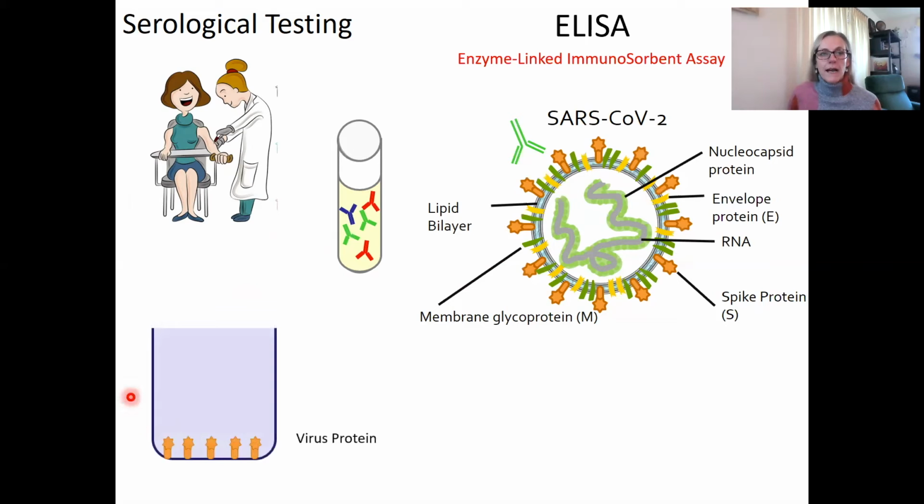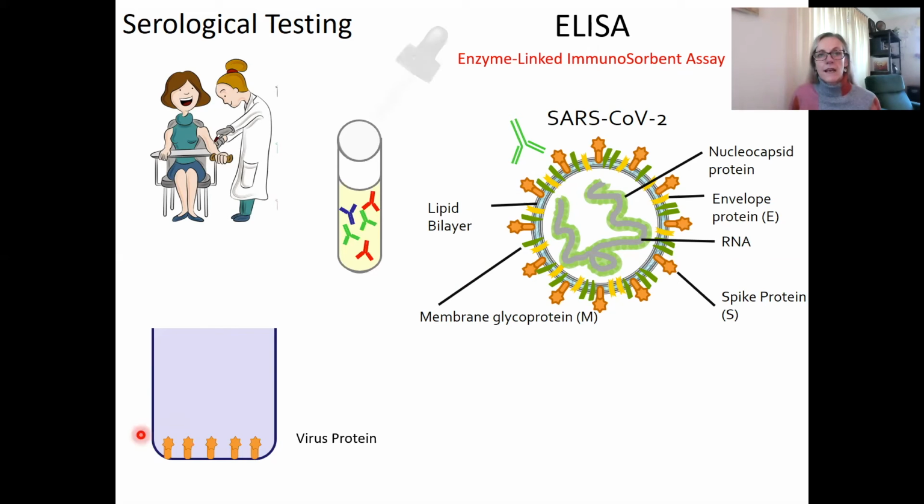The serum contains, among other things, antibodies. Then you also have a plastic dish, and usually these are dishes that have lots of wells, so you can do multiple tests at a time. You coat that plastic dish with virus protein. In this example, we have the spike protein, because the antibodies you want to look for are those that recognize the spike protein so it can block infection.